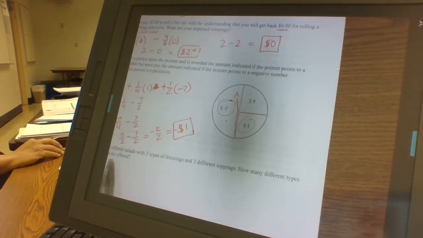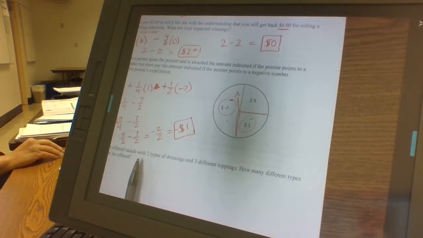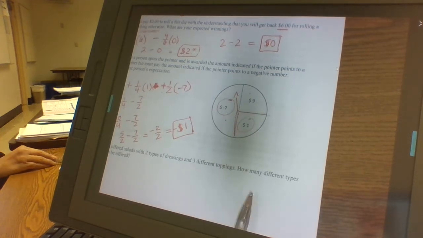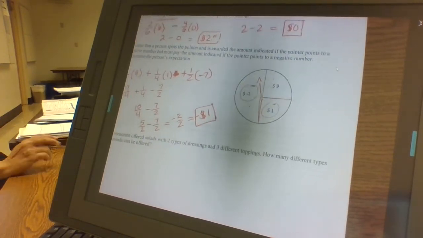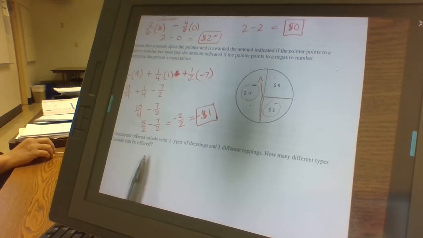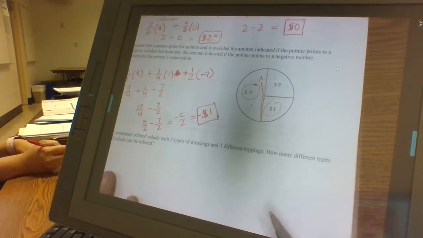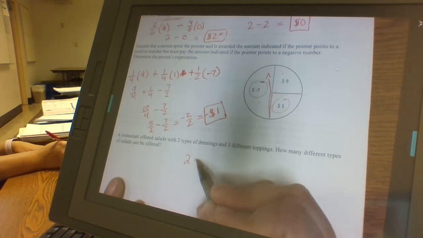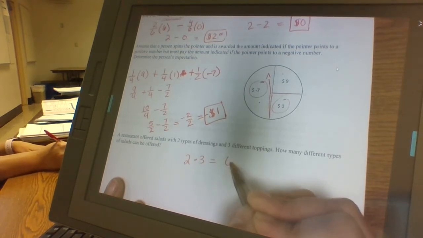A restaurant has offered a salad, 2 types of dressing, 3 different toppings. So that means you can put lettuce, cucumber, or pick tomatoes, whatever. How many different types of salads can be offered? 2 times 3, which is 6 different types.